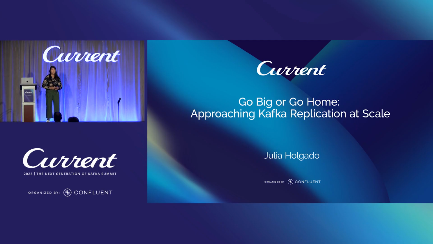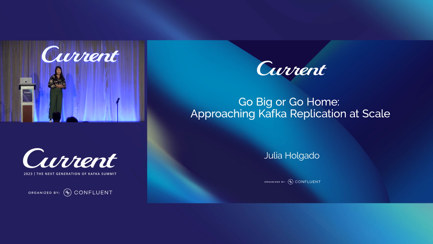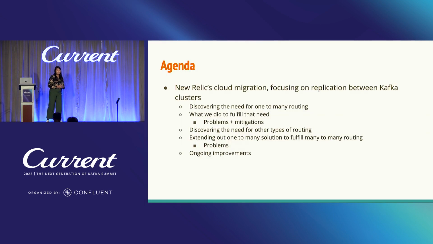I'm a senior software engineer at New Relic, and today I'm going to talk to you about how we approach Kafka replication at scale. One of the easiest ways I find to present ideas is to go through a narrative. That narrative today is New Relic's cloud migration, with a focus on how we decided to replicate data in between different Kafka clusters. There are a couple of stages to that, such as the different types of routing we discovered, starting with one-to-many, and then how we adapted our solution to go to different types of routing as we introduced more clusters to route data in between. And I'm going to wrap up with the ongoing improvements we are making to that system.